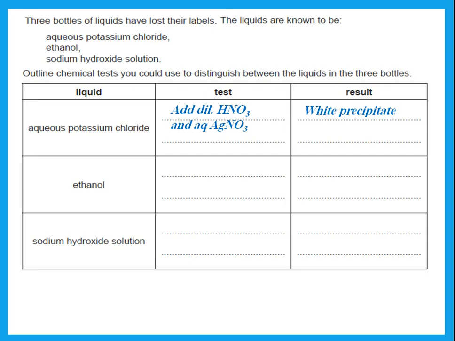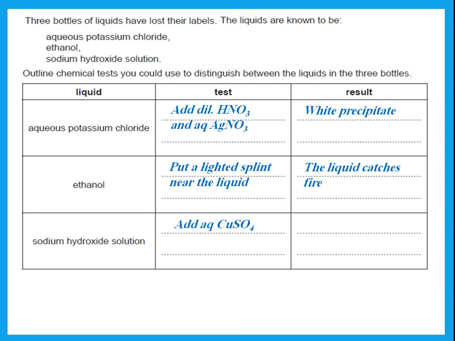What was the test for ethanol? Okay, we said the test for ethanol, because ethanol is flammable, I put a lighted splint near the liquid and it catches fire. Do you understand this? Okay, again, test for sodium hydroxide solution. We said we use something that we react with sodium hydroxide, so something like aqueous copper sulfate or iron 2 chloride or sulfate or iron 3 something. Okay, if I use copper something with sodium hydroxide, it should give a blue precipitate.